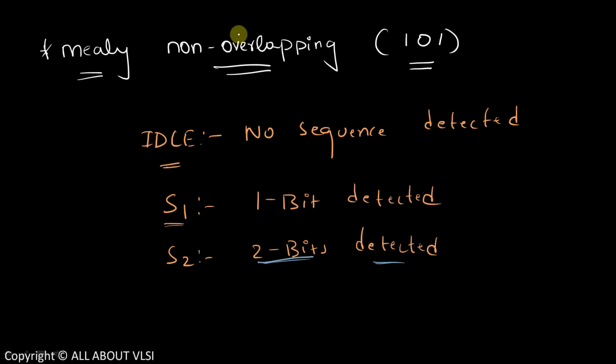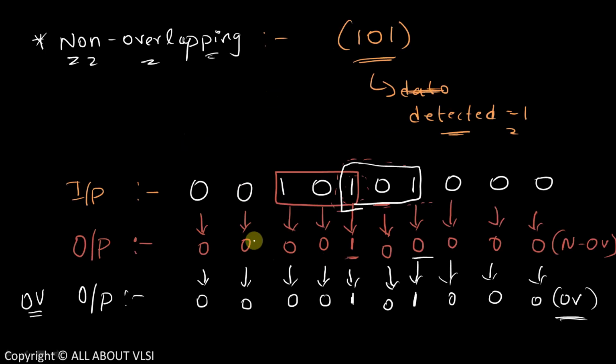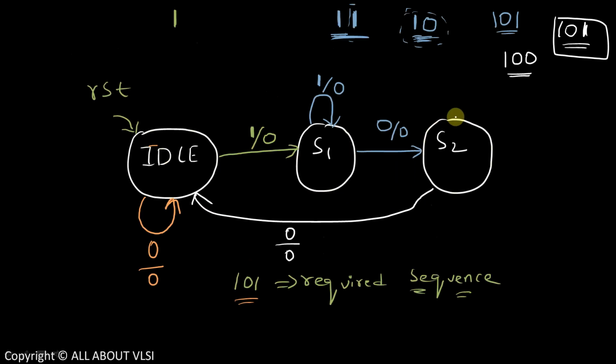Since we are discussing Mealy non-overlapping, and the example which we have seen, if your sequence has been detected, your output should be 1, and you cannot use this 1 to build one more sequence. That is, you cannot reuse this particular 1. So that's why I'm simply going to the idle state. If my input is equal to 1, output is equal to 0. So this is how we draw the sequence detector for the sequence 101 using Mealy FSM.